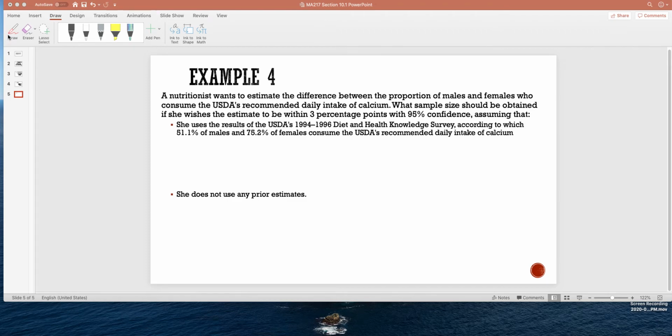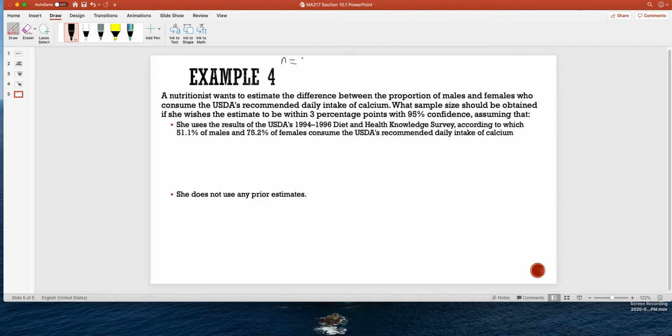A nutritionist wants to estimate the difference between the proportion of males and females who consume the USDA's recommended daily intake of calcium. What sample size should be obtained if she wishes the estimate to be within 3 percentage points with 95% confidence, assuming that she uses the results of the USDA's 1994 through 1996 Diet and Health Knowledge Survey, according to which 51% of males and 75.2% of females consume the USDA's recommended daily intake of calcium.